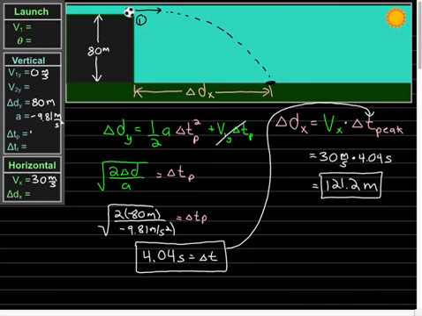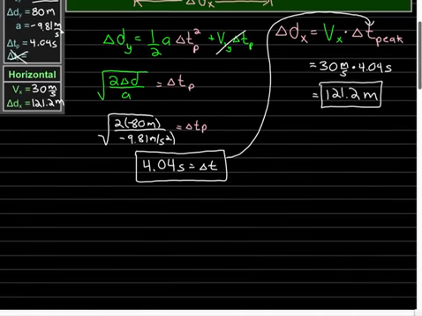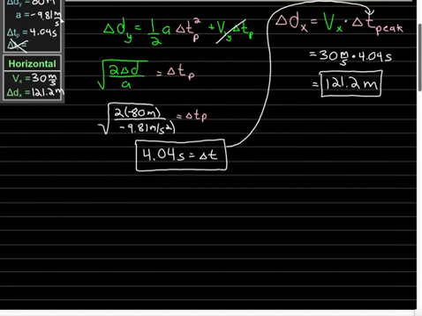Now we can fill in what we have learned. 4.04 seconds is how long it took. There is no total time because it's not a full projectile motion. It's only half. We know its horizontal distance is 121.2 meters. We know that there's no launch velocity because it's not a full projectile. And the last thing we could find is vertical velocity. That wouldn't be too hard. We'll solve that real quick.